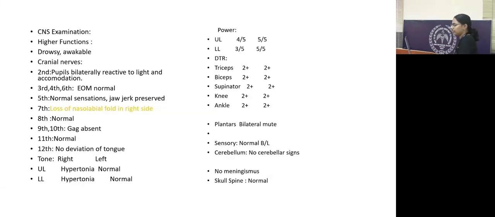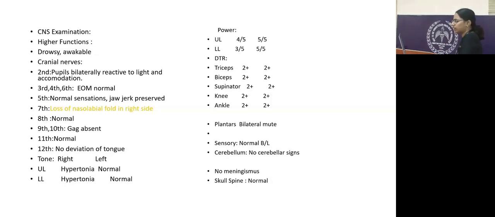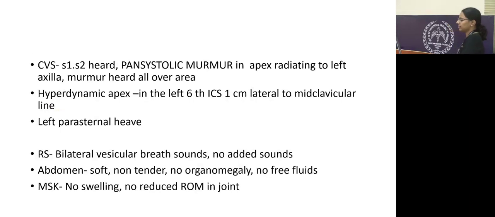On CNS examination, he is drowsy but awakeable, with a loss of the nasolabial fold on the right side. On the right side he has hypertonia, and power in the right upper limb is 4/5 and lower limb is 3/5. All the reflexes were 2+, and plantars were bilateral mute. He doesn't have any meningismus, and skull and spine are all normal. CVS: S1 S2 heard, with a pansystolic murmur at the apex radiating to the left axilla. He also has a hyperdynamic apex. RS and abdomen are normal.